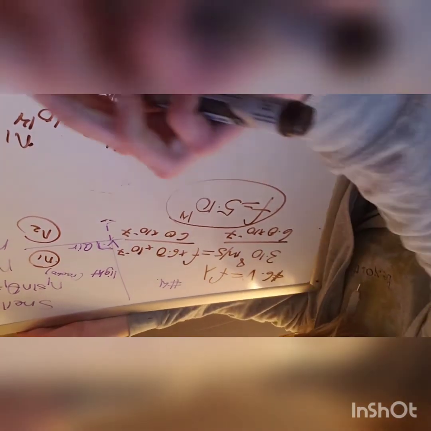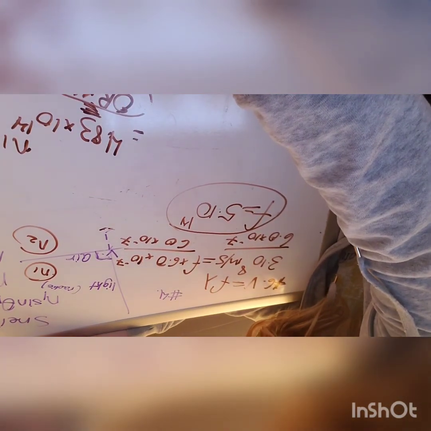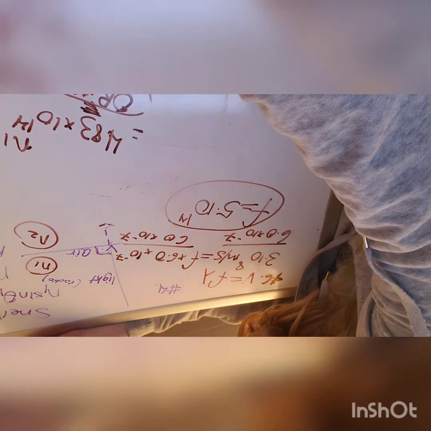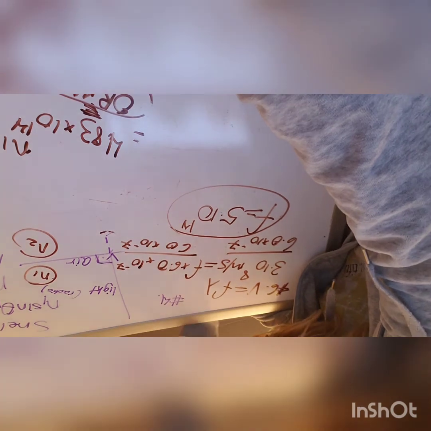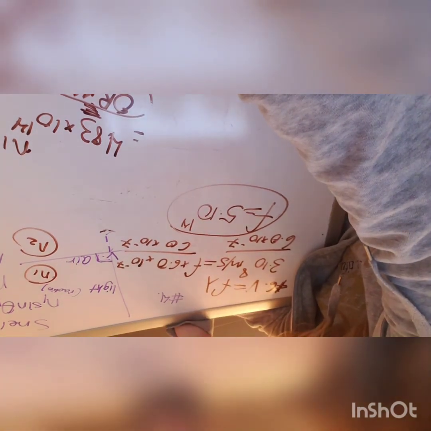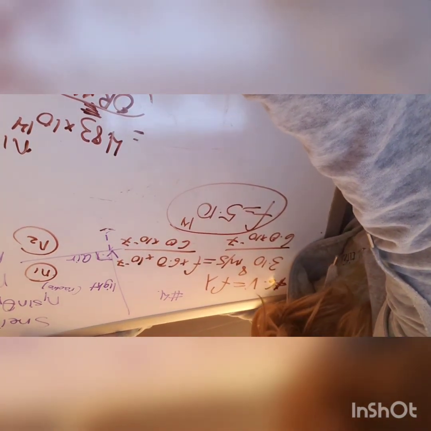For number 8, I don't have number 8 written down, so let's go to number 8. Based on the graph, which color of visible light has the lowest intensity? Both of you got this one right. That's why I skipped it.